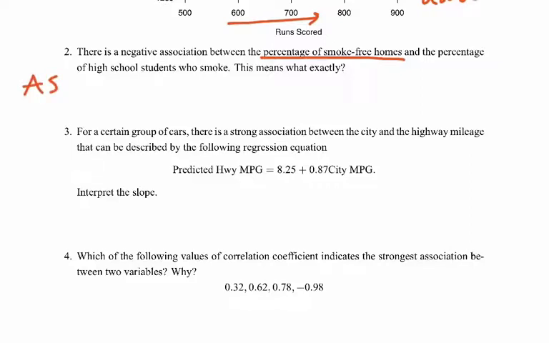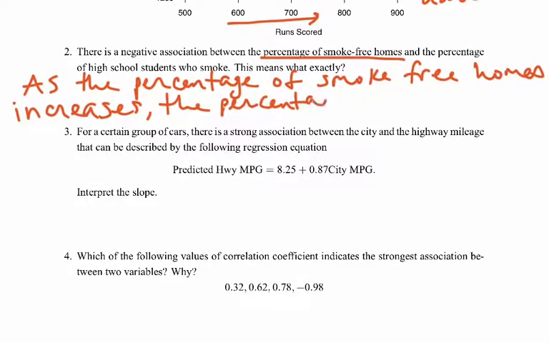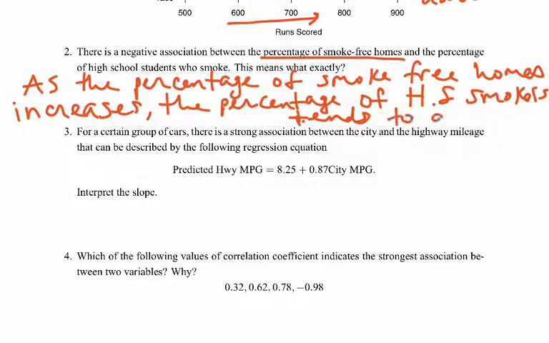We'll say as the percentage of smoke-free homes increases. So we always describe it in terms of an increasing independent variable. The percentage of, I'm just going to abbreviate and say HS, high school smokers. Since it's a negative association, what does that mean? Does it tend to go up or does it tend to go down? It tends to go down because the negative association tends to decrease.